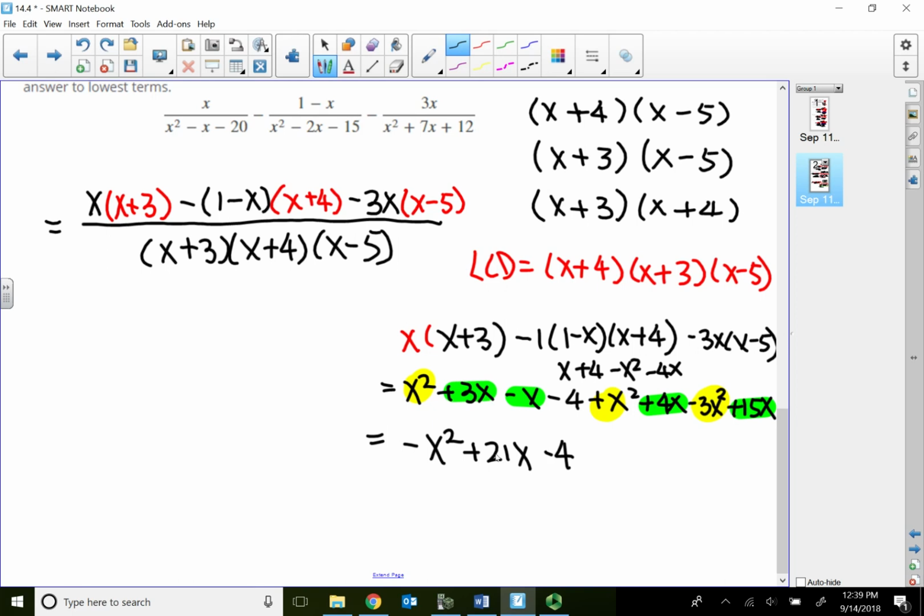I don't think this can be factored. So my numerator is negative x squared plus 21x minus 4, whole thing over the LCD: x plus 3, x plus 4 and x minus 5.